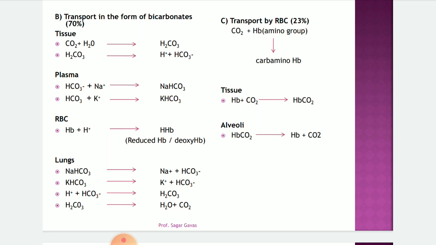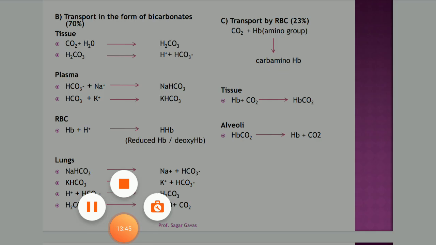Now in case of the RBC, already we have discussed that carbon dioxide is going to combine with the amino group of the hemoglobin. It is known as carbaminohemoglobin. Okay, so in the tissue, that hemoglobin is going to combine with carbon dioxide to form carbaminohemoglobin, and in the alveoli, that carbaminohemoglobin is again going to dissociate into hemoglobin and carbon dioxide.